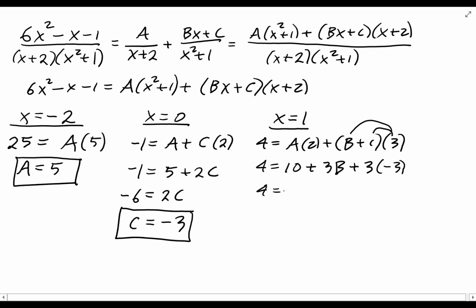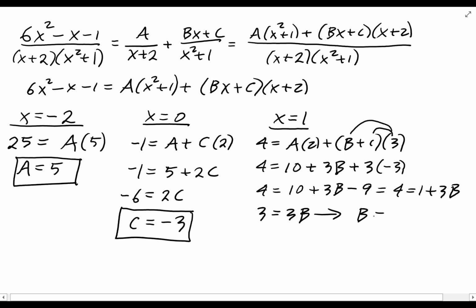Okay, so we get 4 equals 10 plus 3B minus 9. And the 10 minus 9 is a 1. So we get 4 equals 1 plus 3B. I subtract 1 from both sides and I get 3 equals 3B. So B is going to be 1. Okay, so we're finished. We got A, B, and C.